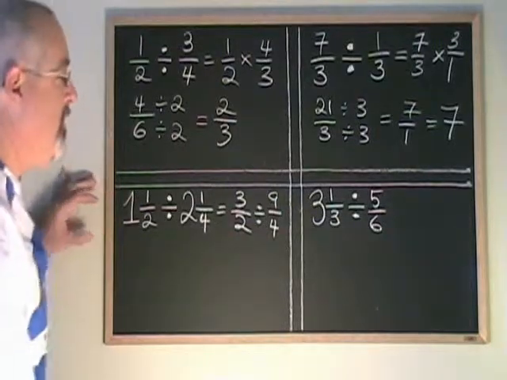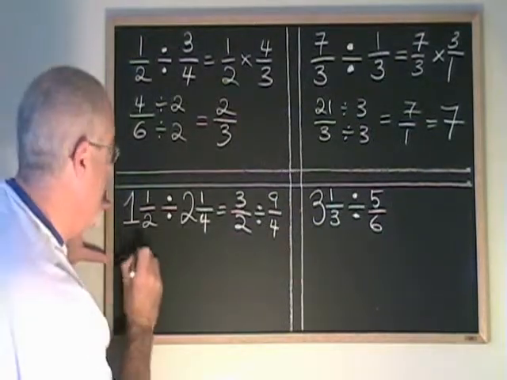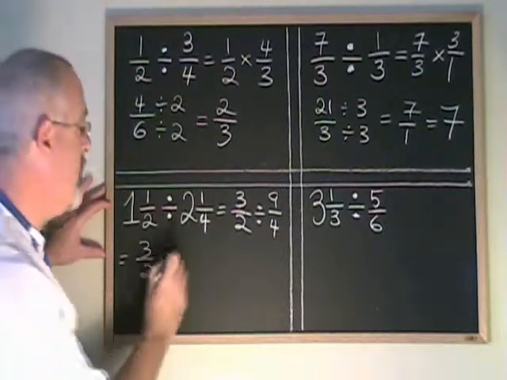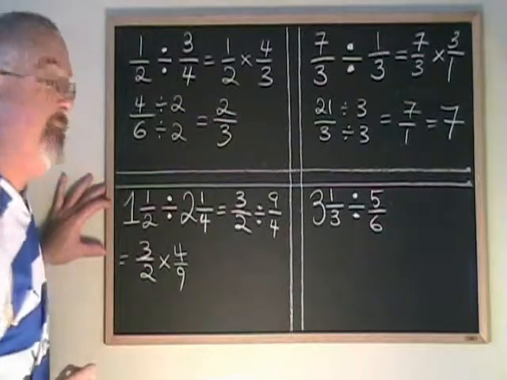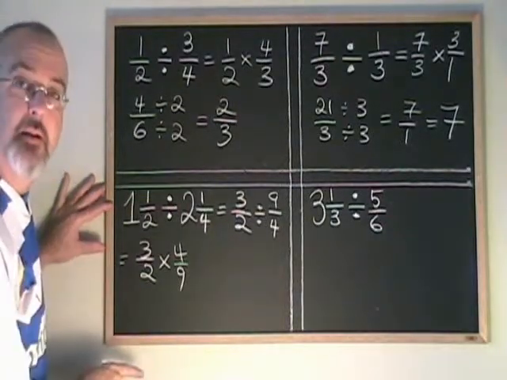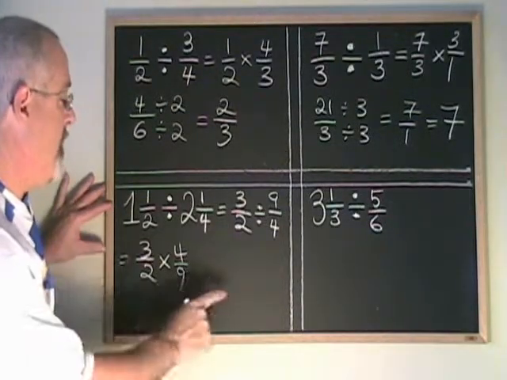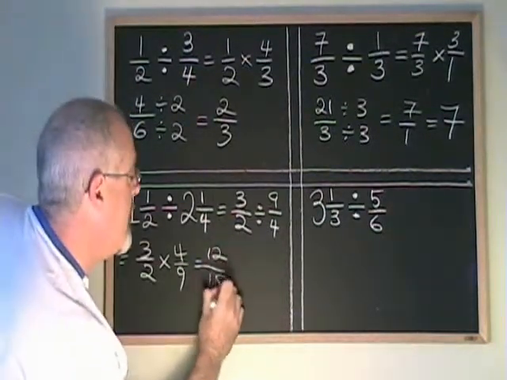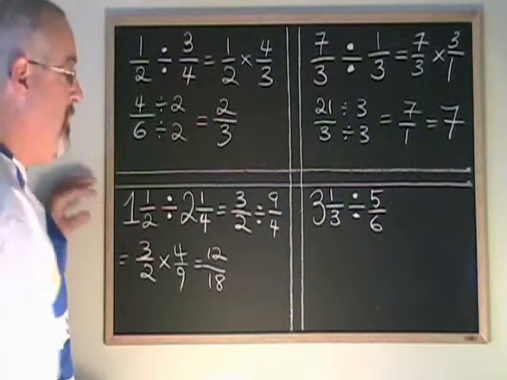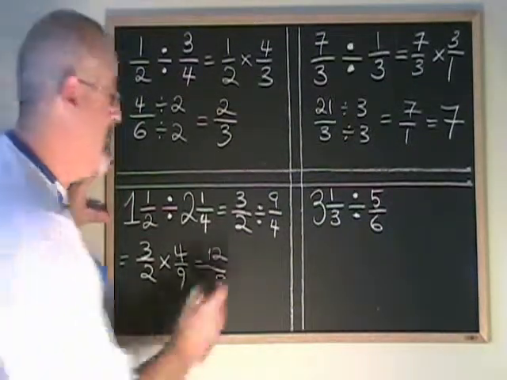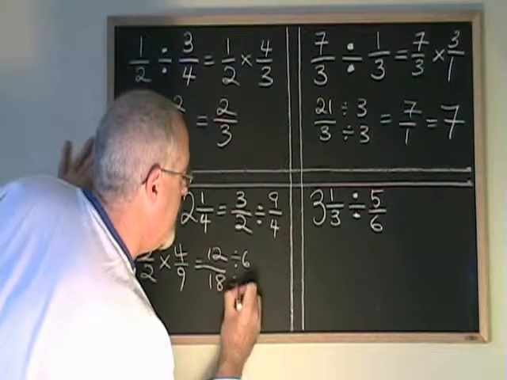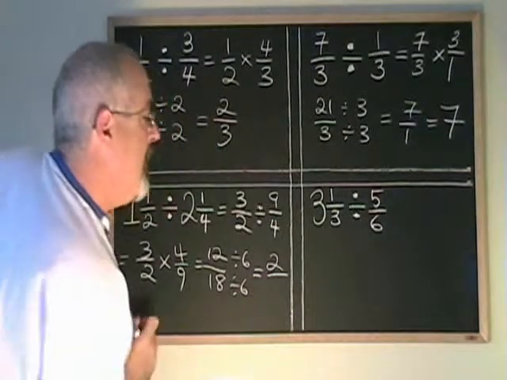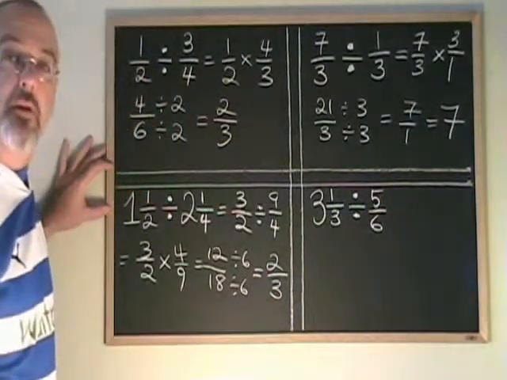It's time to turn the second fraction upside down. I multiply instead, and 9/4 turns into 4/9. And now, again, I'm not cancelling. I'm going to do it straightforward. 3 times 4 is 12. 2 times 9 is 18. I have 12/18, which can be reduced because 12 and 18 have a common factor of 6. 12 divided by 6 is 2. 18 divided by 6 is 3. I have 2/3 as my final answer.